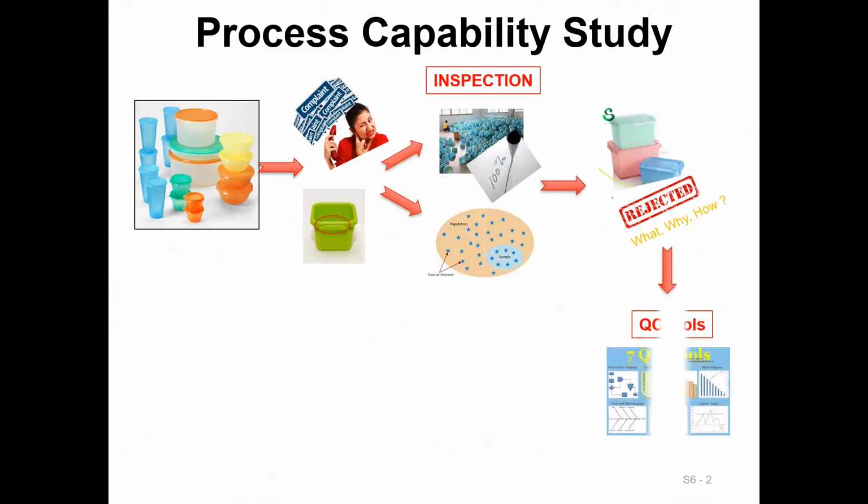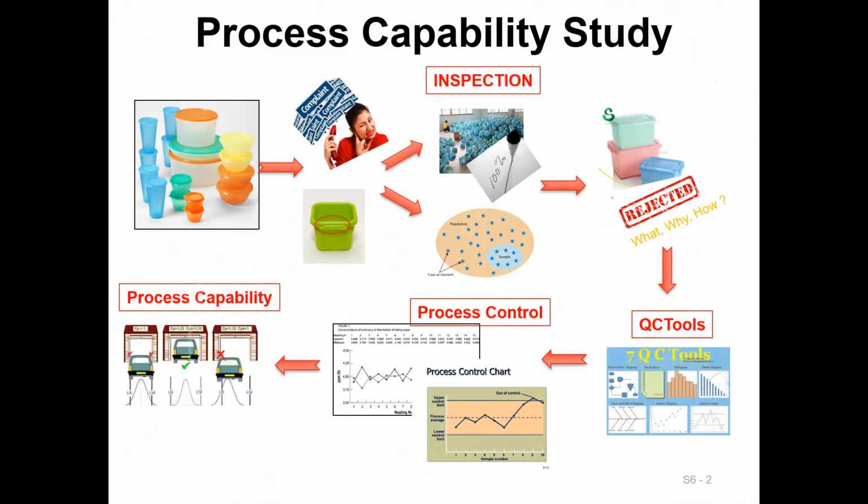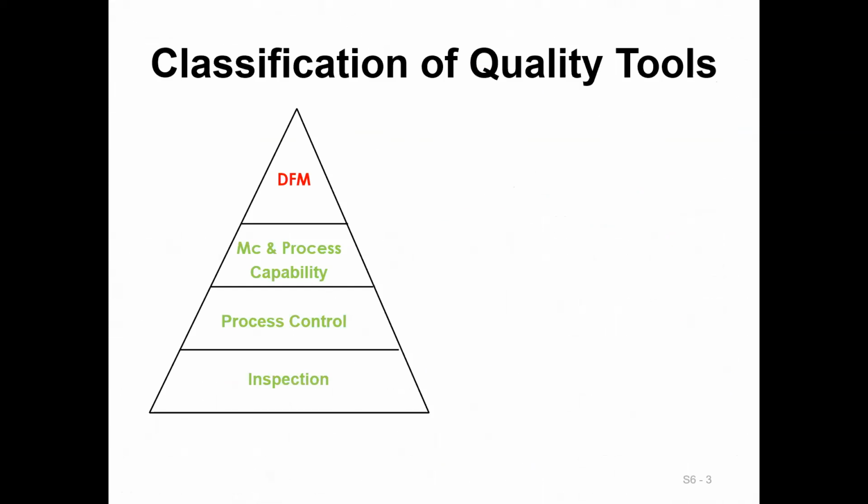Where we are now, I'm not going to talk about the story of the ant, but we have done process capability, and now we are reaching the top of the quality control improvement methodology hierarchy, DFM, which stands for Design for Manufacturing. You should understand what DFM is, because we have discussed this in the last video.